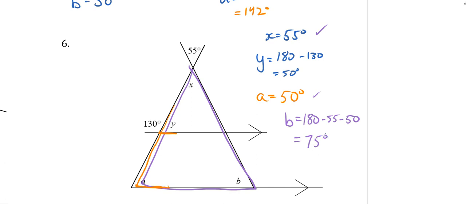So see how we can mix parallel lines. We had to use an F rule there. We used opposite angles. We used the supplementary angles on a line. And we used the triangle. We kind of mixed them all up.